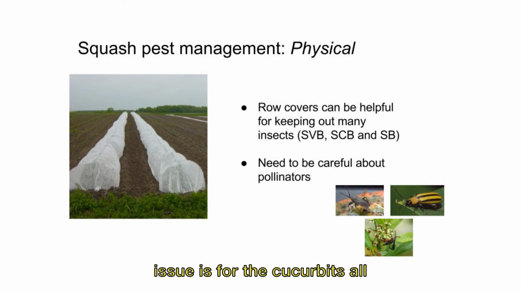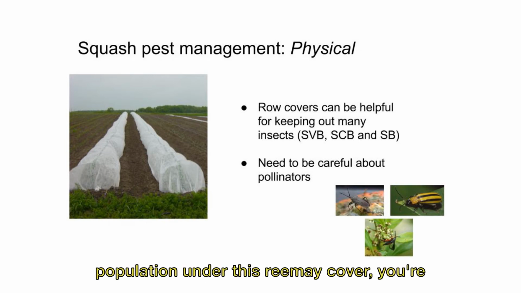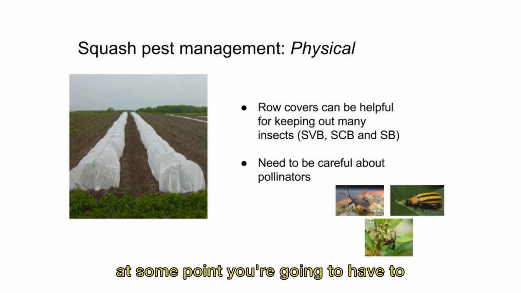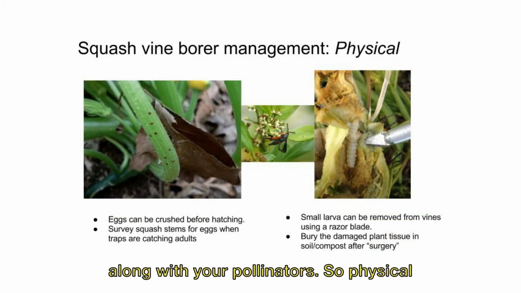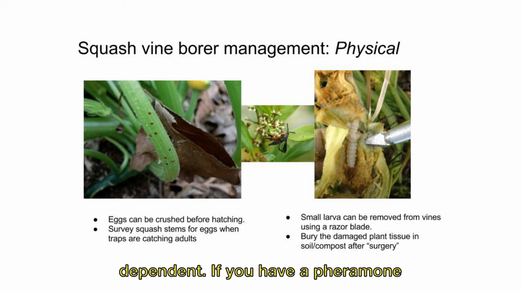Another issue is for cucurbits, all of those crops need pollination. So if you don't have a resident pollinator population under this row cover, you're not going to get any pollination. So at some point, you're going to have to open it up. As soon as you open it up, pest insects will probably come in along with your pollinators. So, physical management for squash vine borer, and again, this is going to be very scale dependent. If you have a pheromone trap out and you start catching squash vine borer males, you can start scouting your plants for the eggs. So here's a picture of the eggs.